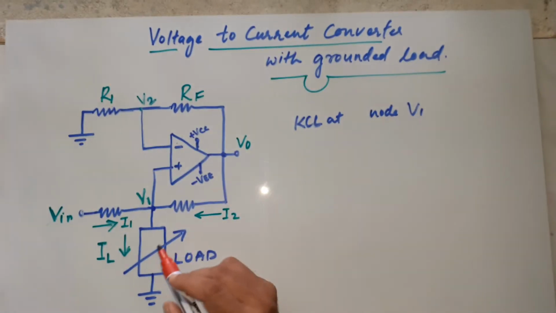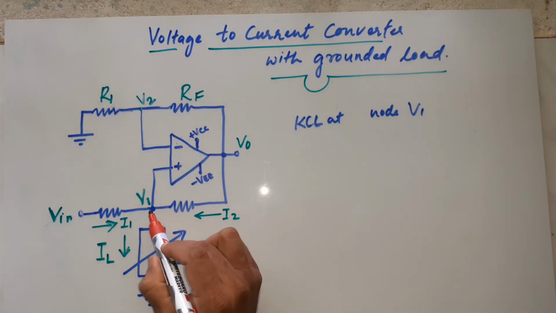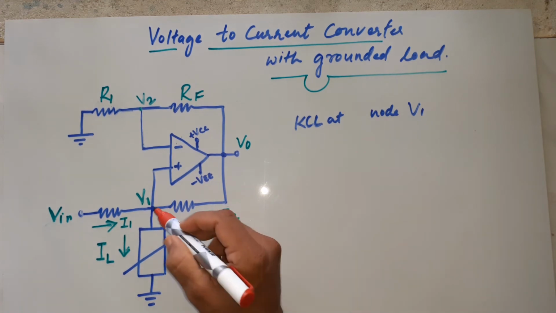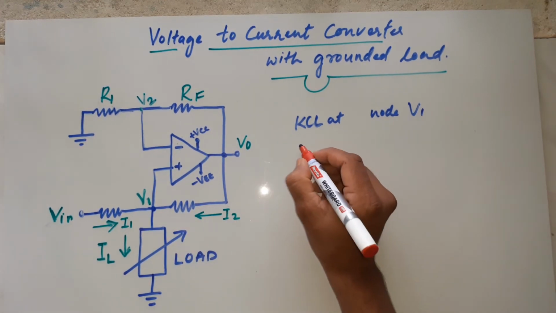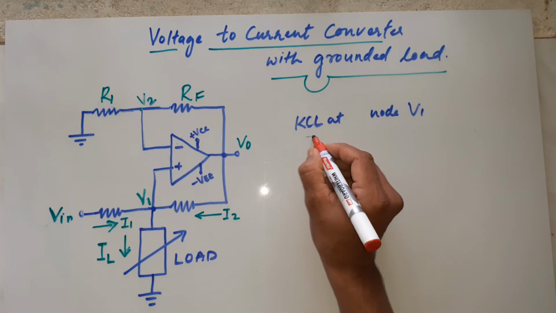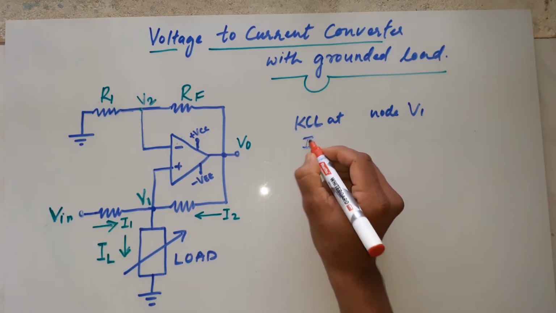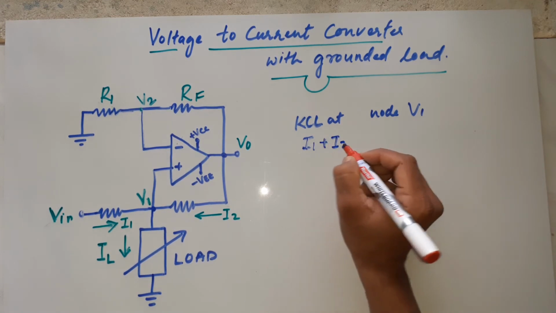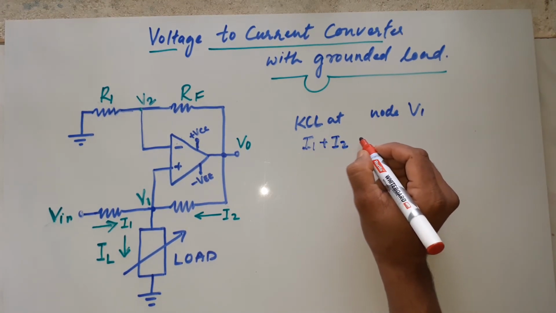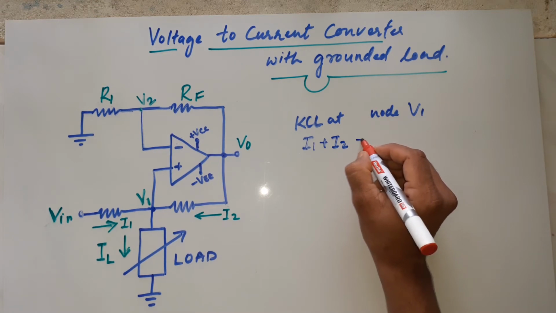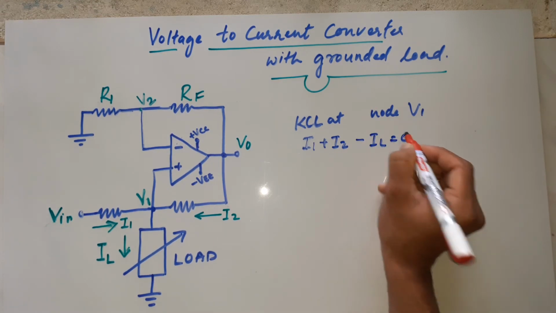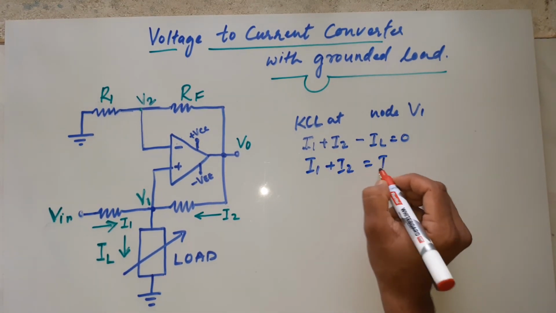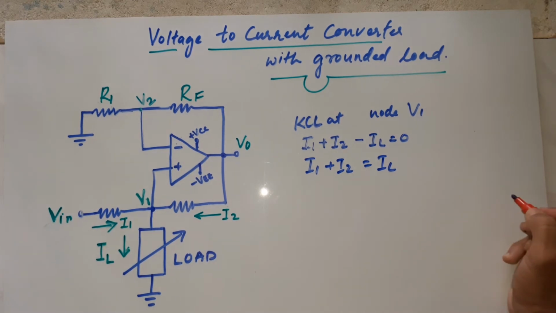So as per that, you can see I1 is going towards the junction, I2 is also going towards the junction, whereas IL is going away from the junction, going away from V1. So hence I can write I1 plus I2, both are positive because they are going towards the junction, right? Minus IL equal to 0, which is nothing but I1 plus I2 is equal to IL. This is as per your KCL.